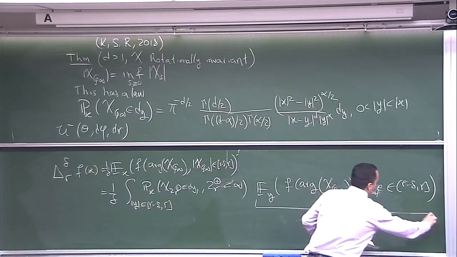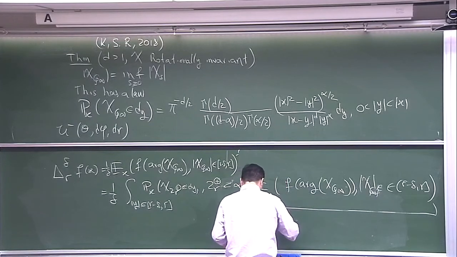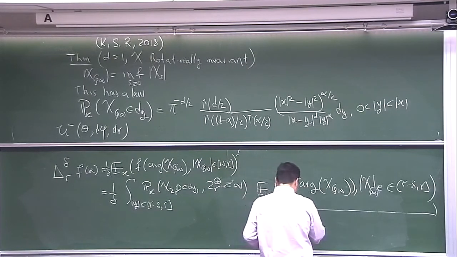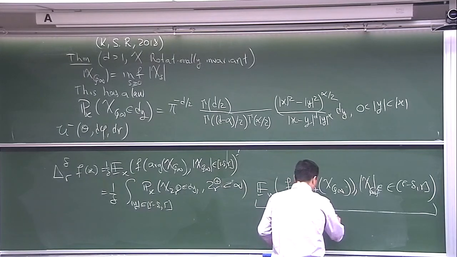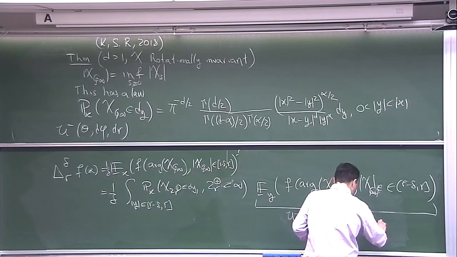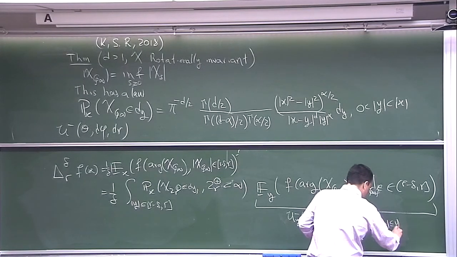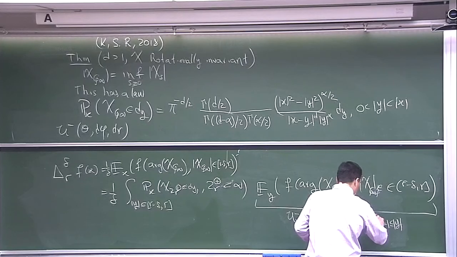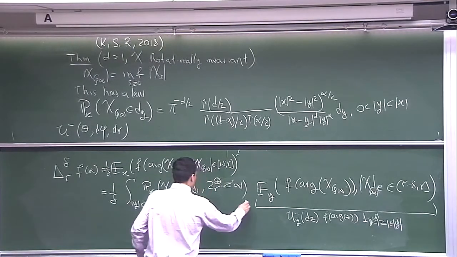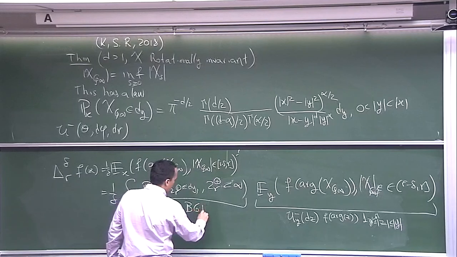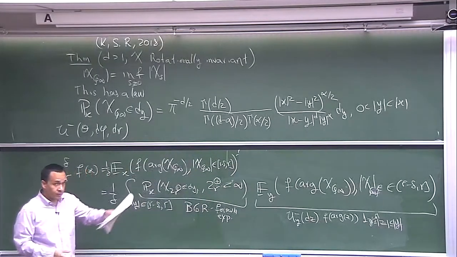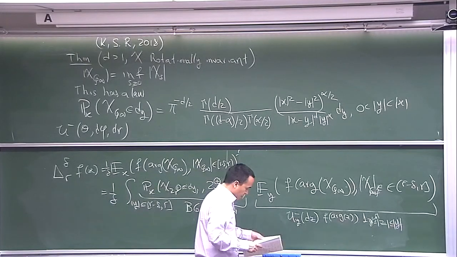This one here is the expectation under the law starting from y of f of the argument of c, then the indicator that the norm of c is in between the norm of y and r minus delta. Okay. And this is known by the Blumenthal-Getoor-Ray formula explicitly. It's that formula that I have on the right. I will not write it again because I don't have enough space.